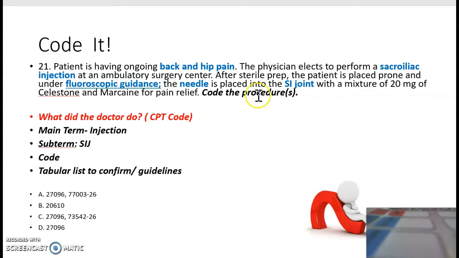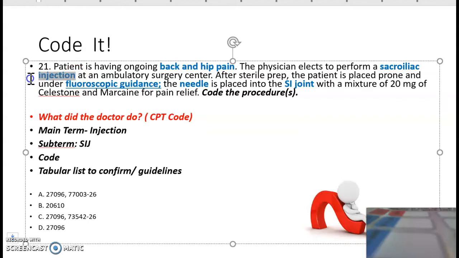So my main term is what the doctor did. Let's see, he gave an injection. So we will use that. In CPT coding, you can use either the procedure or sometimes the condition as well. It depends, so you will practice and learn accordingly. My first term is going to be injection.